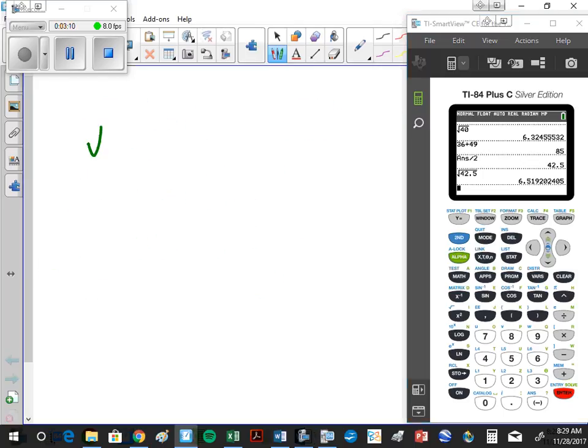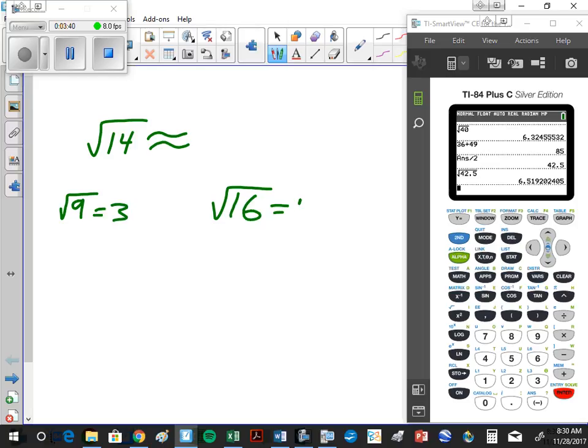If I had the square root of 14, that would be approximately what? Where would you put that answer? Well, I know it's got to be in between the square roots of 2 other numbers. What would they be? The square root of 9 and the square root of 16. This is 3 and this is 4.